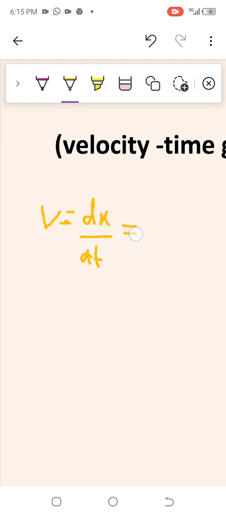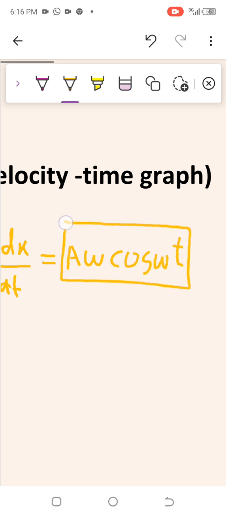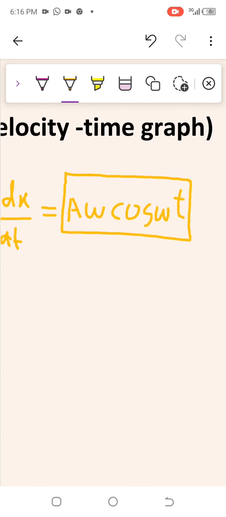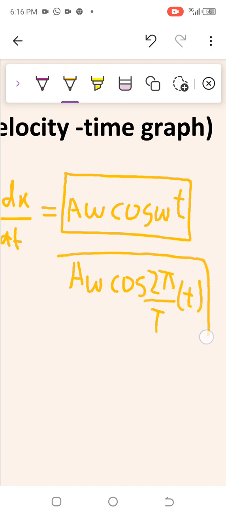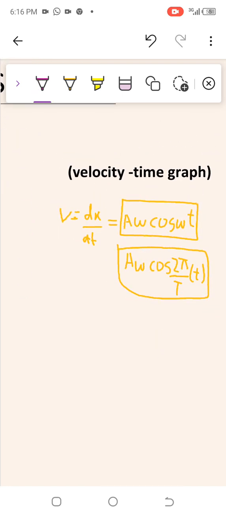So the formula of this will be A omega cos omega t. If we put in the value of omega, it will be A omega cos 2 pi by T into t. This is the formula through which we can easily make the velocity time graph. So now let's make the graph here.